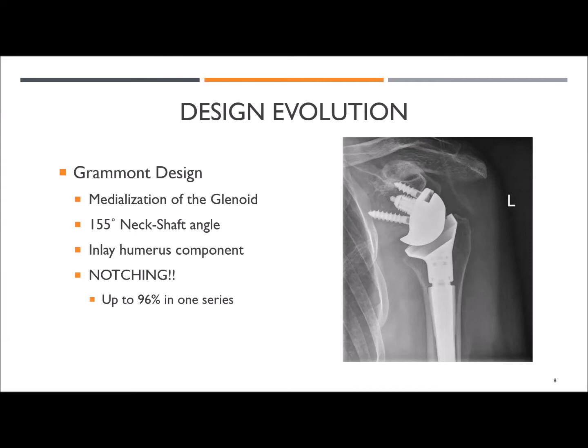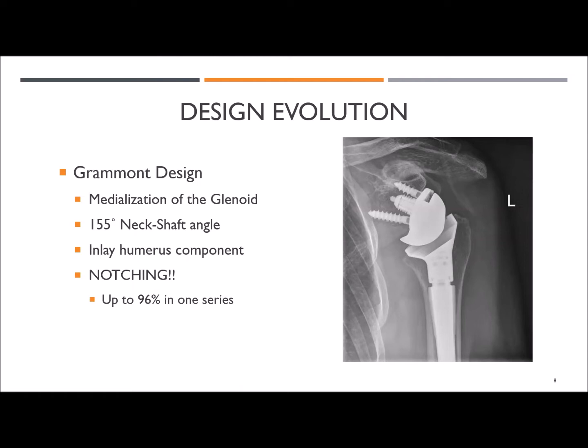The problem with it is notching. On the original design, there was one series that showed up to 96% of some type of scapular notching with this original Grammont design. And actually in this particular picture, you can see the inlay humerus there, as you have to ream out some of the metaphysis of the humeral bone. And then you place this humeral component into that metaphysis. So it's an inlay. And then the base plate has divergent screws.